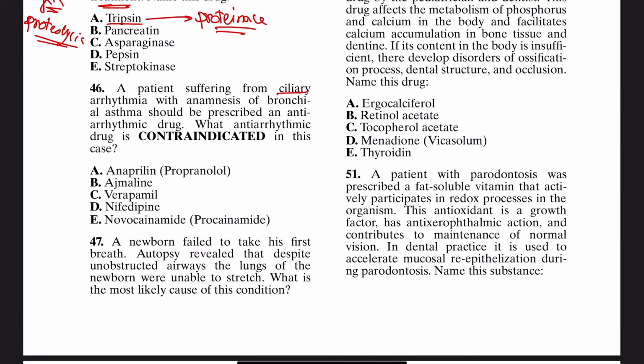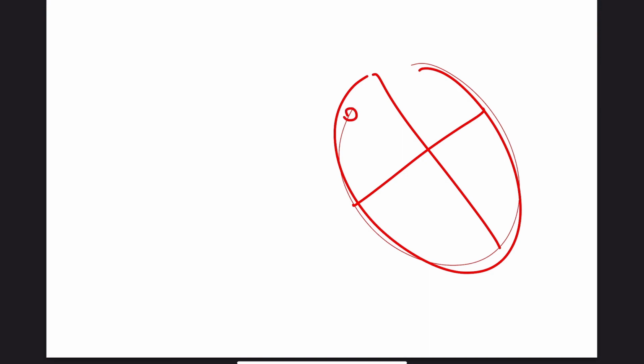Someone suffering from ciliary arrhythmia with a history of bronchial asthma should be prescribed an antiarrhythmic drug. What antiarrhythmic drug is contraindicated in this case? Okay, so this is some pharmacology. First of all, what is ciliary arrhythmia? It's arrhythmia originating in the SA node.